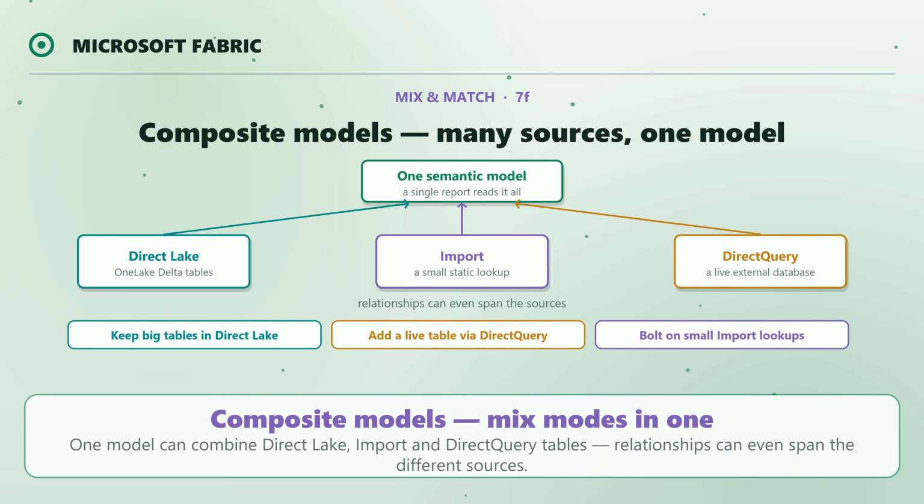And here's the elegant part. Relationships can span those sources, so a DirectLake fact table can relate to an import dimension, and it all just works. Composite models mean you're never forced into a single mode for the whole model. You pick the right mode per table, and Power BI stitches them together. That's real flexibility. Now let's connect this BI world back to code.